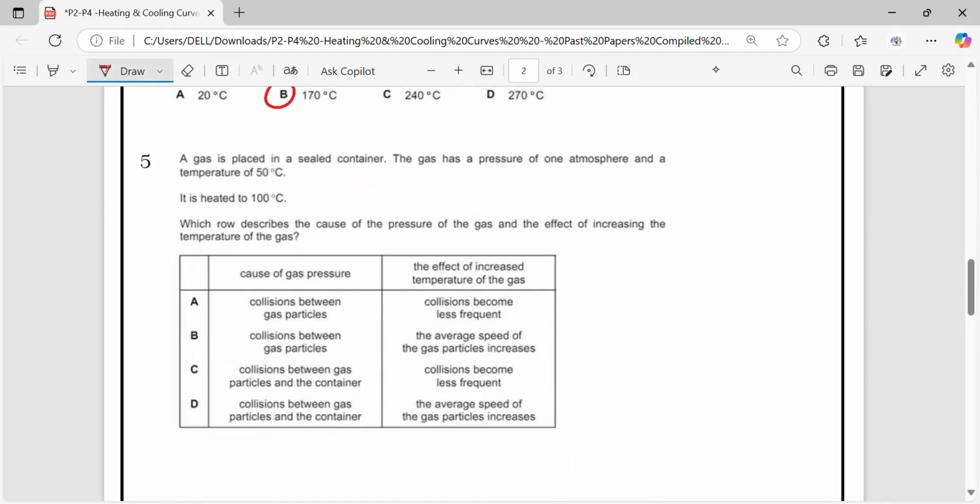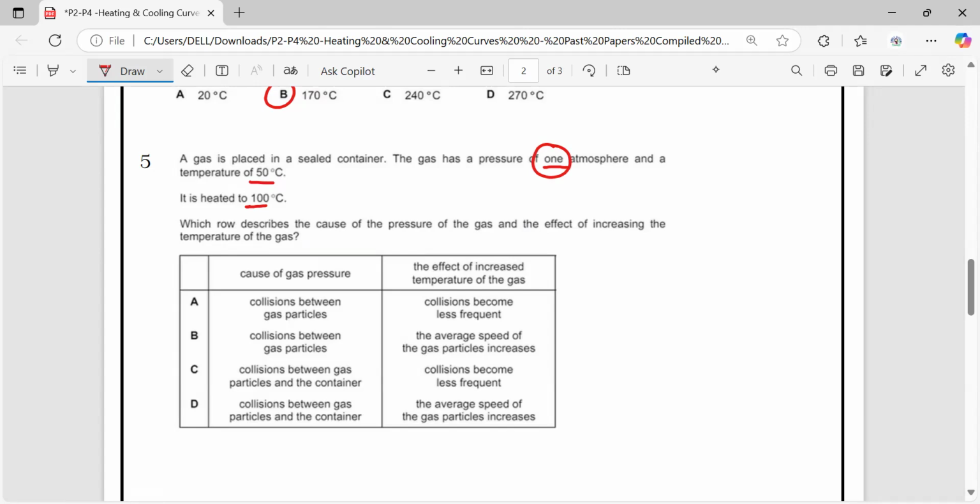Next question. The gas is placed in a sealed container. The gas has a pressure of 1 atmosphere and a temperature of 50. It is heated to 100. Which row describes the cause of the pressure of the gas and the effect of increasing the temperature of the gas? So, the pressure is 1 atmosphere and the pressure is the same in the gas. So, what happens with the pressure?